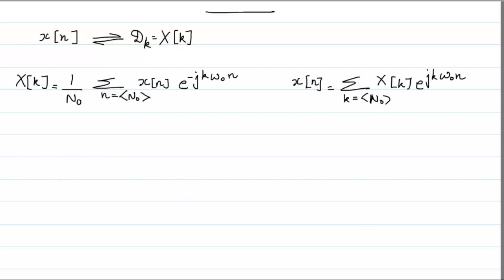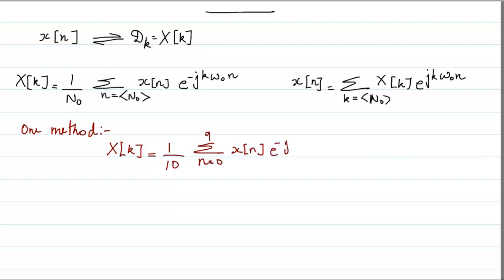Now one of the methods, which is a very simple method, is basically to put the values. That means we want to find x of k from x of n. So instead of n naught, the periodicity is equal to 10, and the summation I am going to take from n is equal to 0 to 10 minus 1, which is 9, of x of n e raised to power minus jk omega naught.